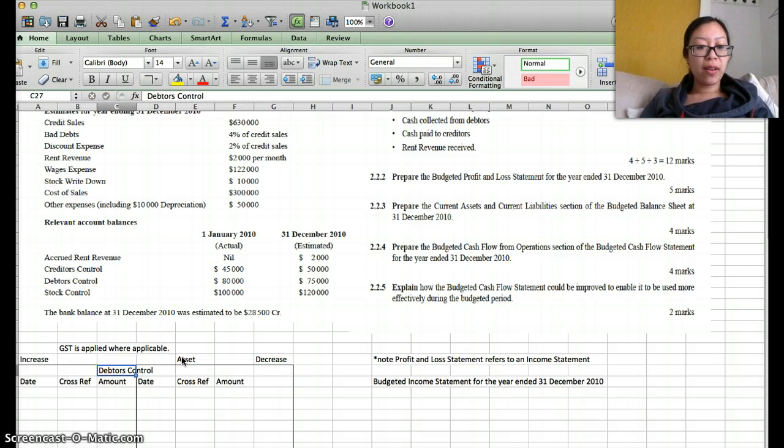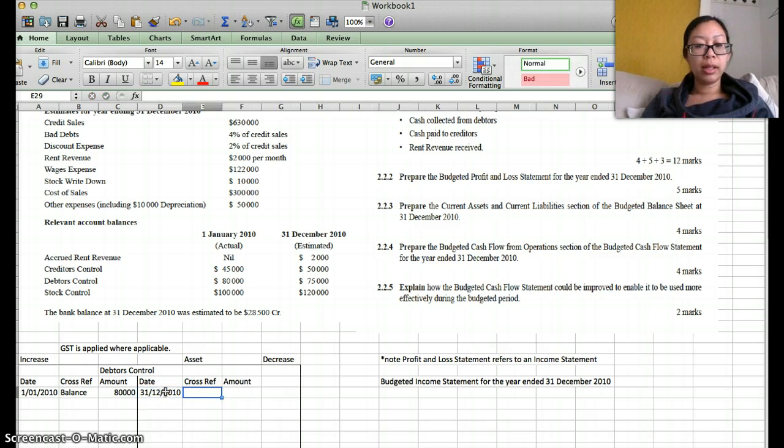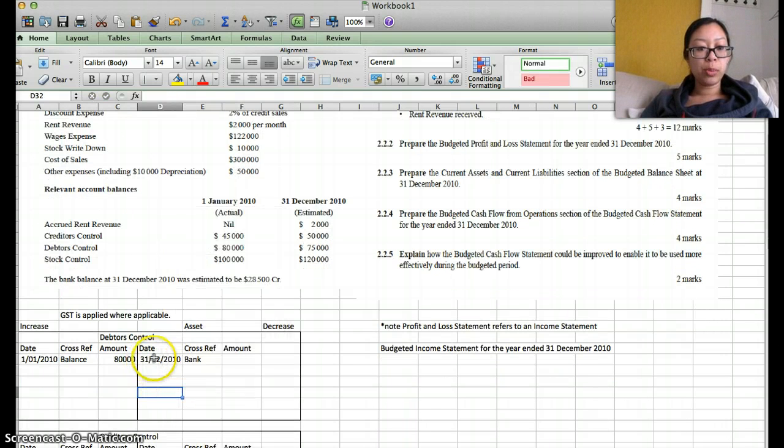Now, because it's an asset, it should have an opening balance. So if we look at our balances, it tells us that it started with $80,000. So we're going to put the start of the month, and it was $80,000. We are trying to find the cash collected from debtors, so that decreases debtors. We're budgeting for a whole year, and that would be bank. So that's the unknown, that's what we're looking for. So always put in what you're trying to find, and then we'll fill that out later.